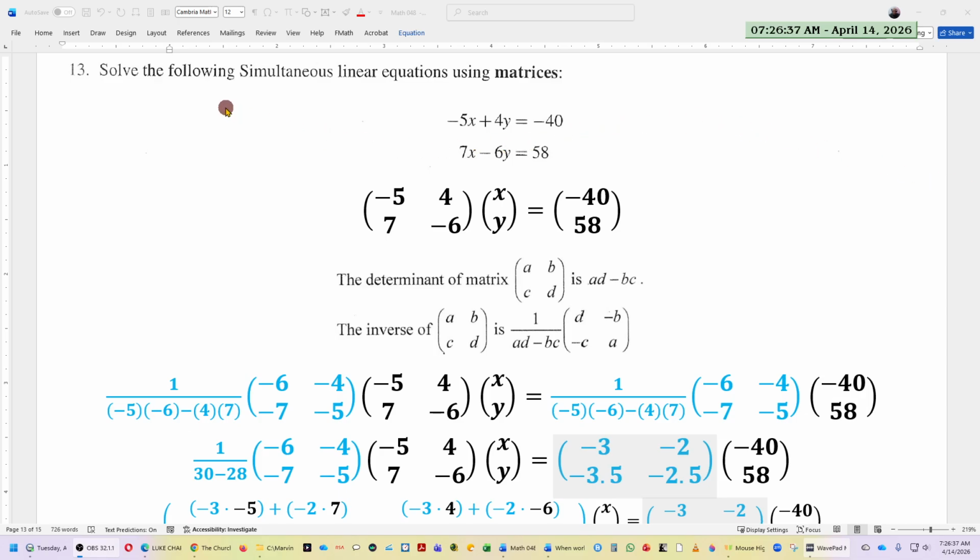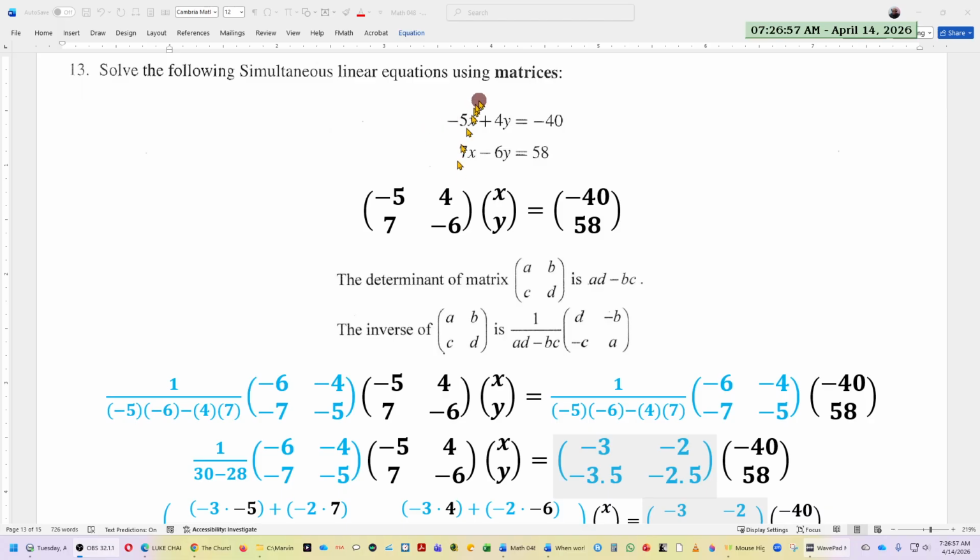So it says solve the following simultaneous linear equations using matrices. So we have to use the matrix method to solve this. So what we will do is we will convert this set of equations into matrices.